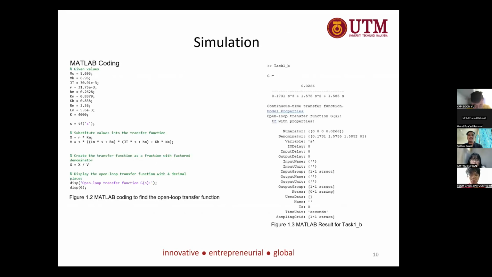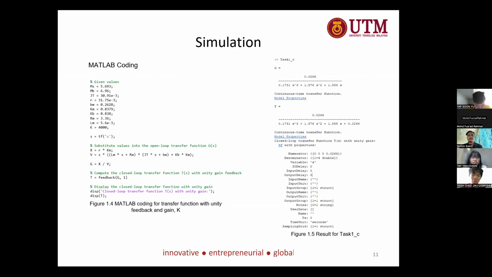Here is the MATLAB coding and result for the open loop transfer function. We simply declare all the parameters given and use the command G equal to X over V to get the open loop transfer function.